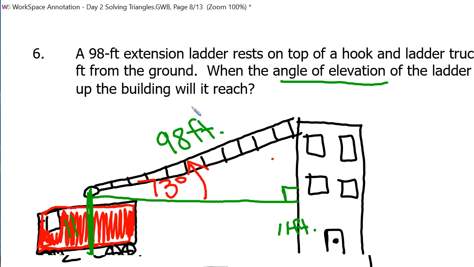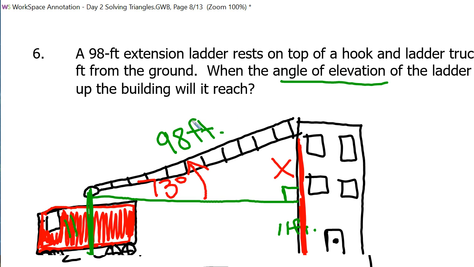So here, we need to solve for x, but is this actually what they're asking us for? No, they want to know how high up the building it goes. So it actually wants to know this entire section. So once we solve for x, what do we have to do with our answer for x? Add 11 feet to it. So looking at my right triangle, what trig identity would we have to use? Sine, cosine, or tangent? Sine.